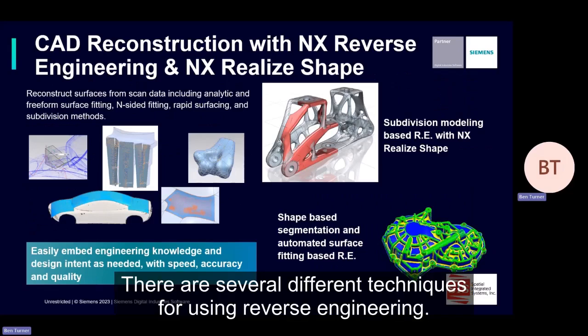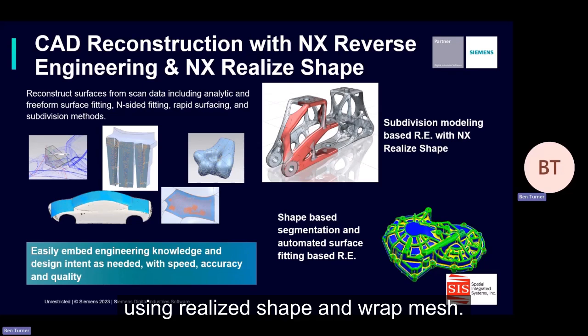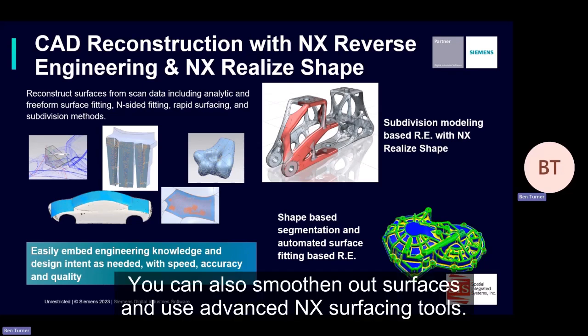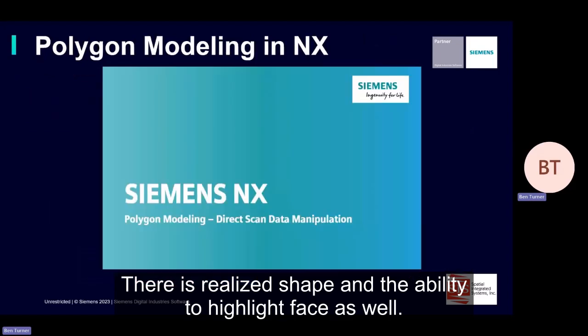So there are several different techniques for using reverse engineering. There's conventional modeling, fit surfaces, using realized shape and wrap mesh. You can also smoothen out surfaces and use advanced NX surfacing tools. There is realized shape and the ability to highlight face as well.